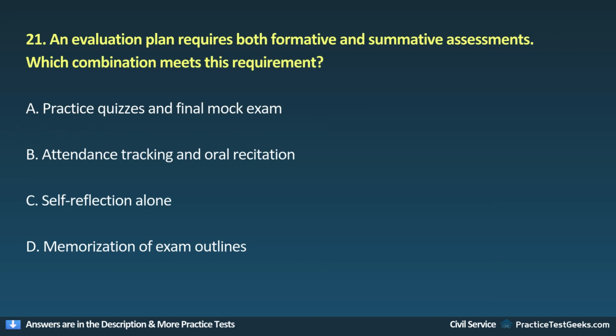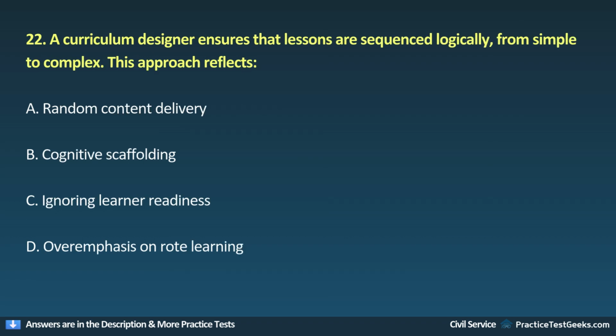21. An evaluation plan requires both formative and summative assessments. Which combination meets this requirement? A. Practice quizzes and final mock exam. B. Attendance tracking and oral recitation. C. Self-reflection alone. D. Memorization of exam outlines.